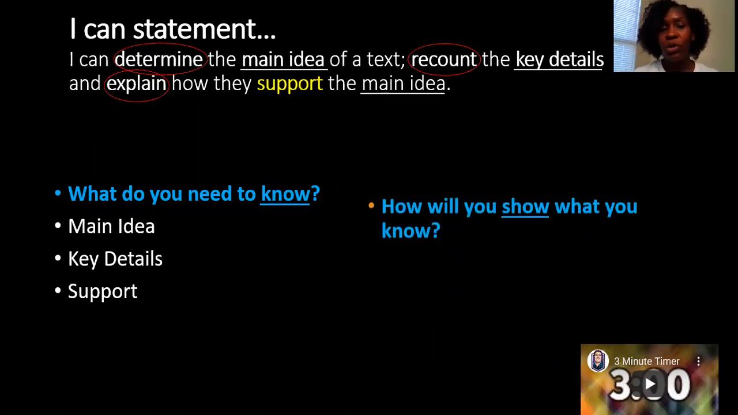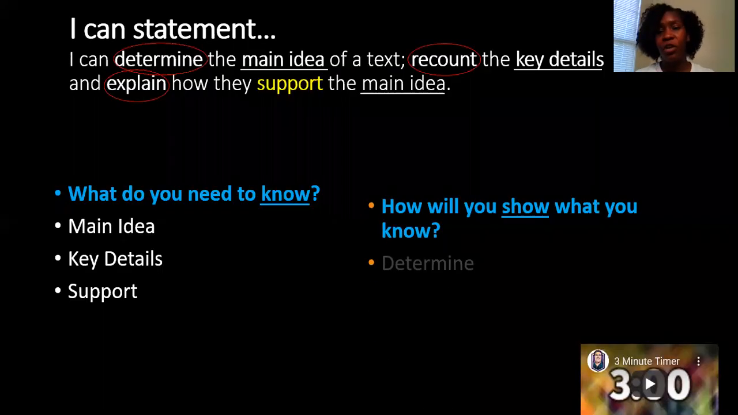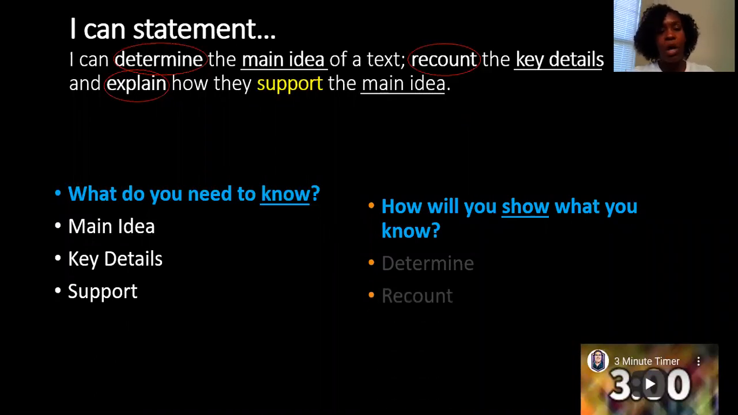How you show what you know, that's when we're going to use our verbs. We're going to determine, which means to figure out or find out. We're also going to recount. In this instance, to recount the details means to review them, to go back over those details. And we're going to also explain how those key details help support or back up the main idea. And to explain something means to give information or tell more about a topic.